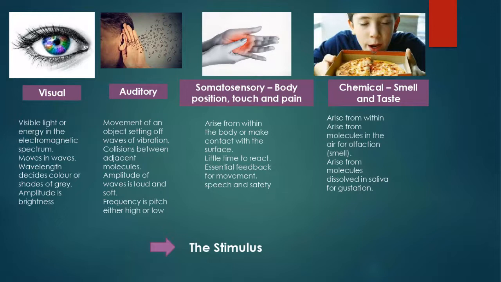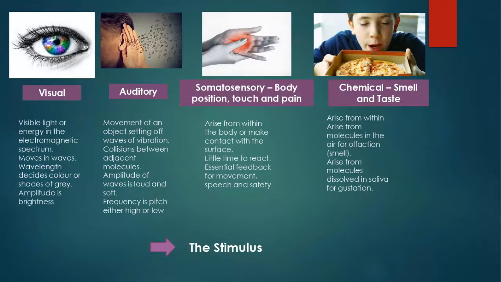With our somatosensory system, which is our body position, touch, and pain, how do those senses come into our body? It's when our body makes contact with a surface. Our feeling of touch can be internal. We have somatosensory receptors inside our system, within our organs, and we also have them in our skin as touch receptors. So it's basically when you touch something, that is where that sense comes from.